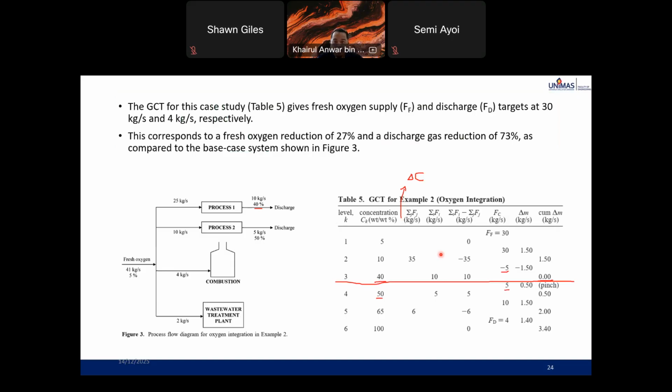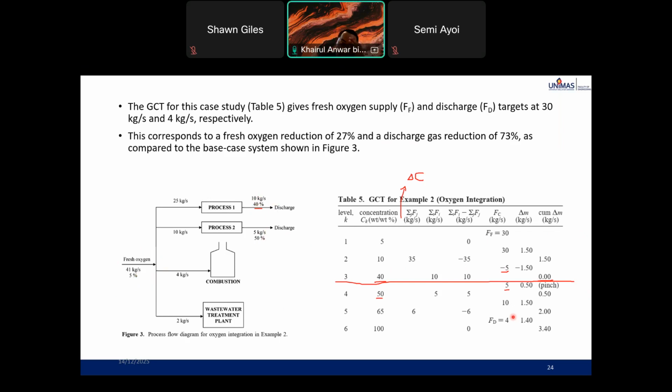So the minimum required fresh oxygen supply is 30 kg per second. If you compare to the unmodified process, it requires around 41 kg per second. Since we reduce it to 30, the amount of fresh oxygen emission is around 37%, with the discharge gas emission of 70%. So discharge is around 15, 10 plus 5, 15.